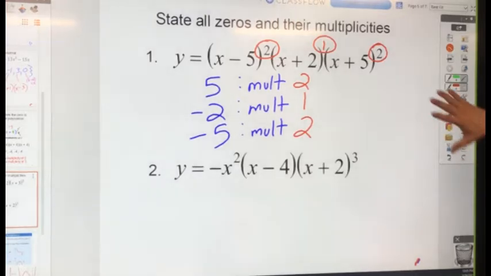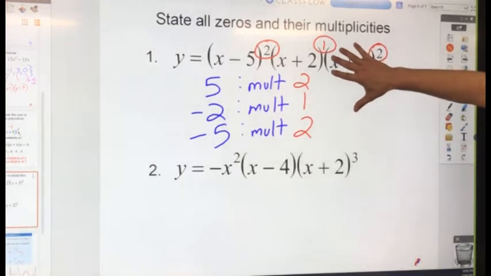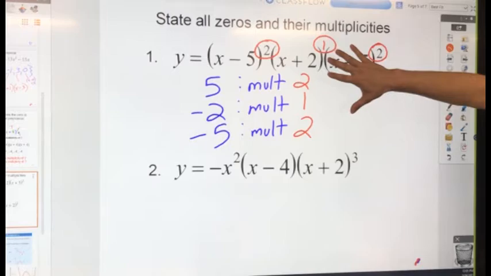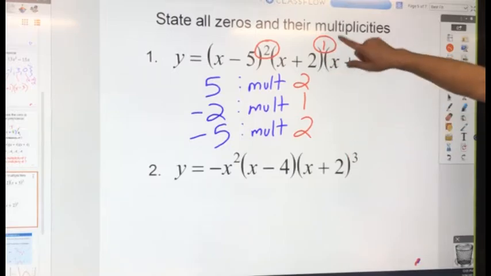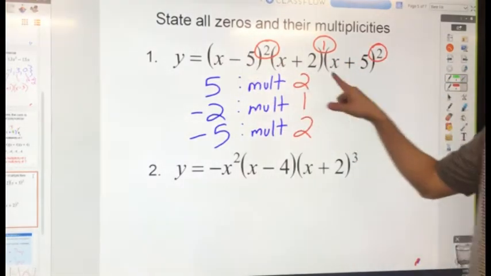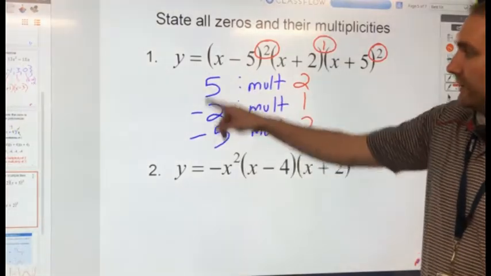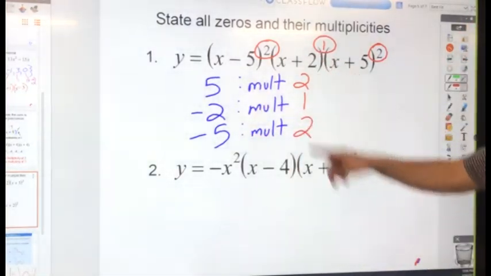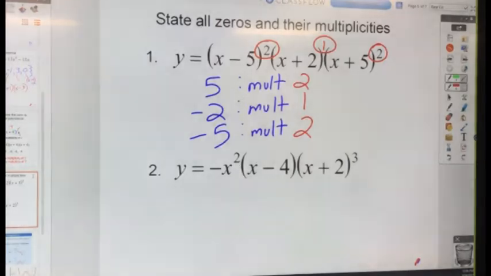So this polynomial has how many zeros? How many zeros does this multiplicity have total? It has 5. You see just 3 original, but total it has 5. Cinco.